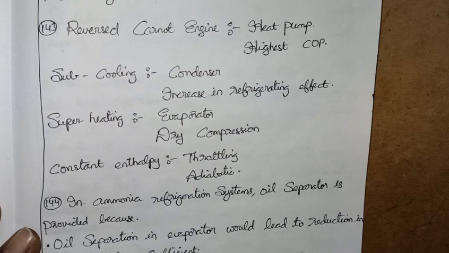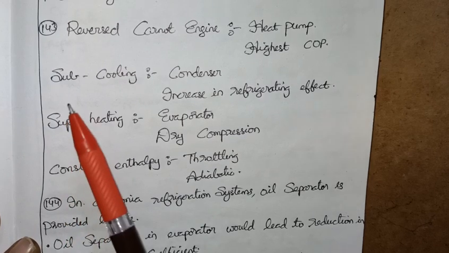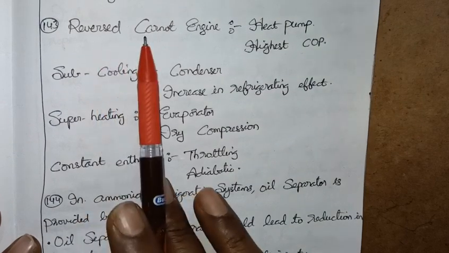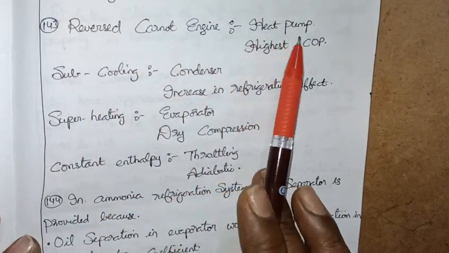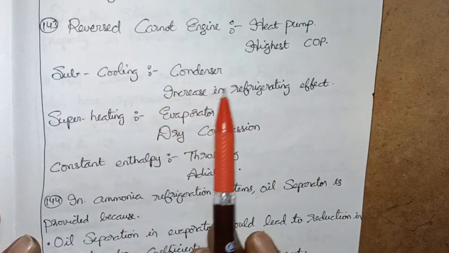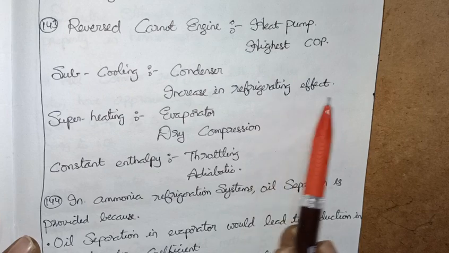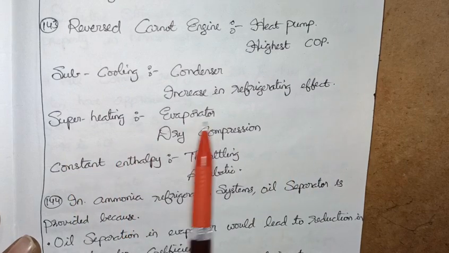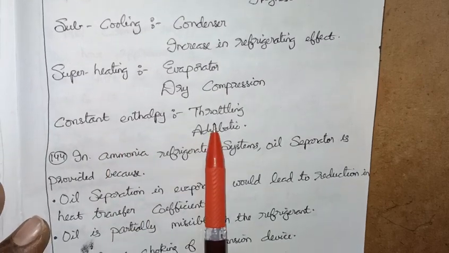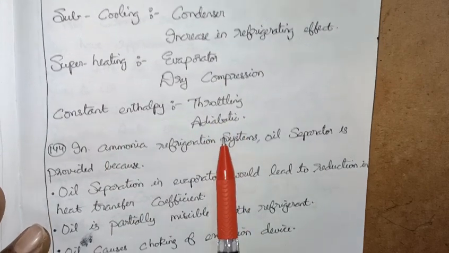Okay, now we'll start today's class. Subject is refrigeration and air conditioning. See, reversed Carnot engine is related to heat pump, highest COP. Subcooling is related to condenser, increase in refrigerating effect. Superheating is related to evaporator, dry compression. Constant enthalpy is related to throttling, adiabatic.